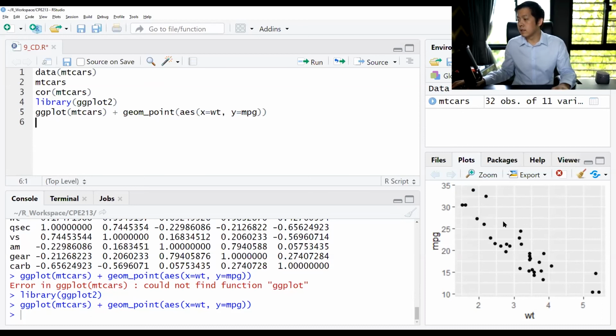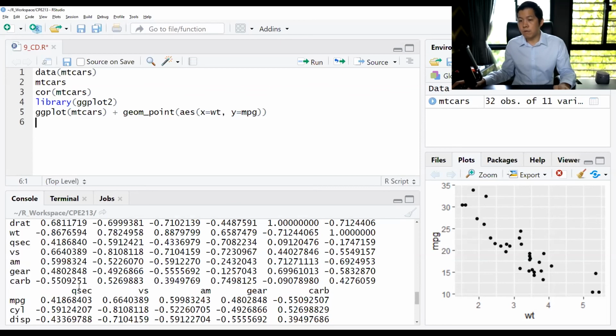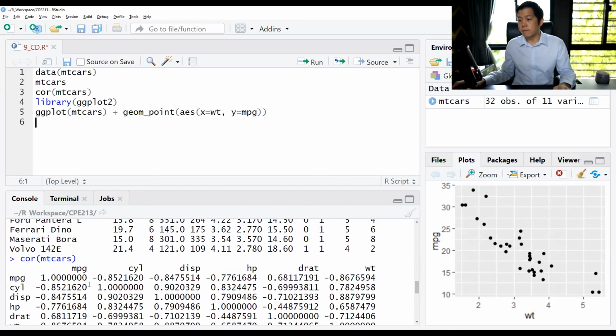Here you can see the negative relationship, it looks like a negative slope going down here. And when we look at the value of correlation between mpg and wt, that equals minus 0.867, right? Very high negative correlation, and you can see the negative slope here.